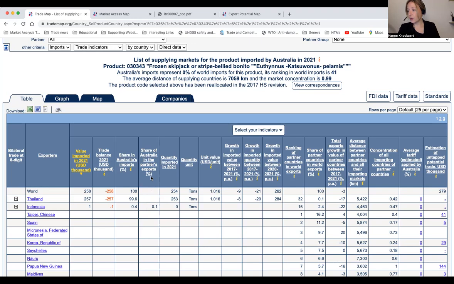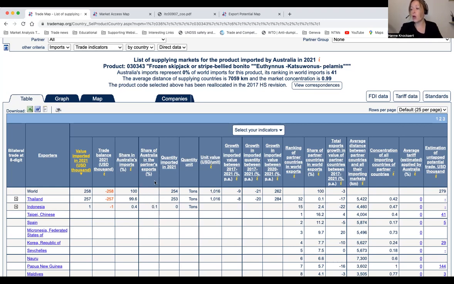This one is showing the share of Australia in partners' exports. So this one is blank. It means that there might be some information missing there. Otherwise, it would say 0. But for Indonesia, we can see that Australia's share in the partners' exports in general is 0.1%.